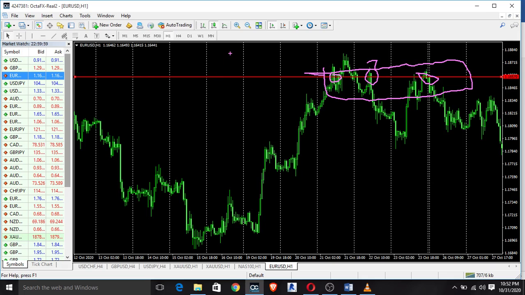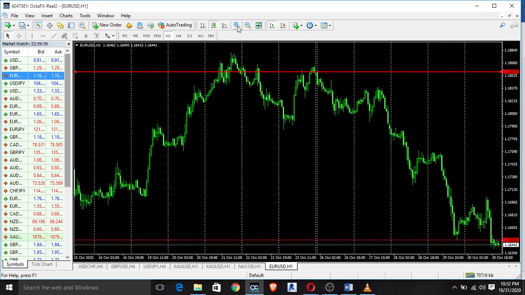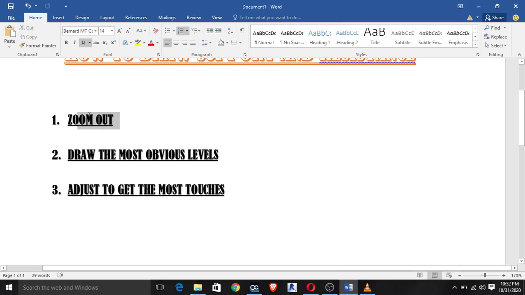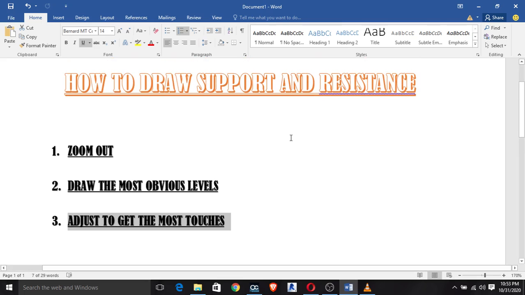So anytime you are looking for any value zone with respect to support and resistance, try and make sure you do the following things. Number one, zoom out your chart. Number two, draw the most obvious levels. Number three, adjust to get the most touches. It's very, very important. Saboda support and resistance suna ɗaya daga cikin abubuwan da suke da muhimmanci sosai a kasuwa, saboda duk abin da za ka yi a duniyar forex sai ka yi da su.